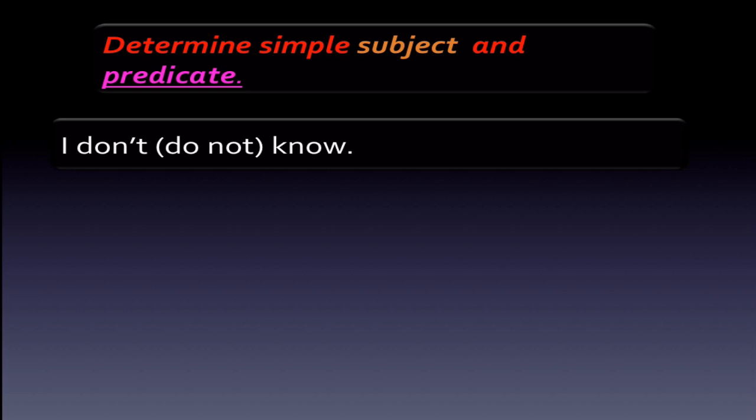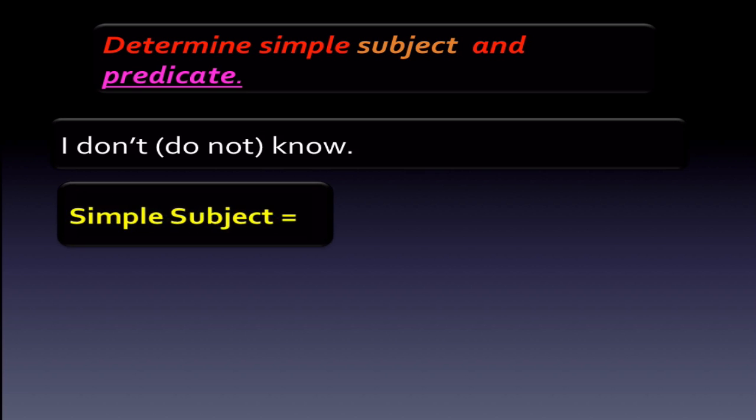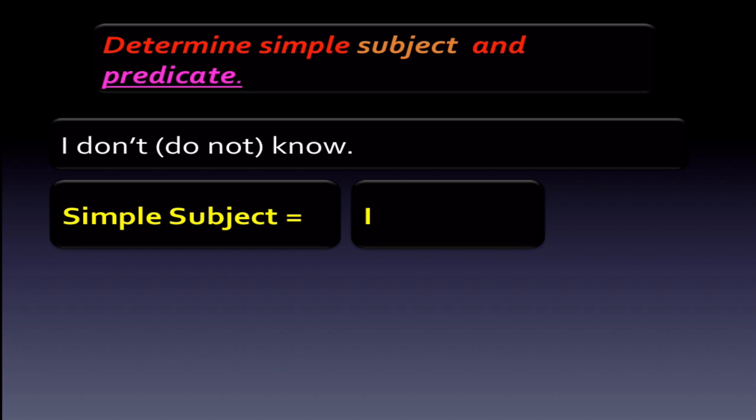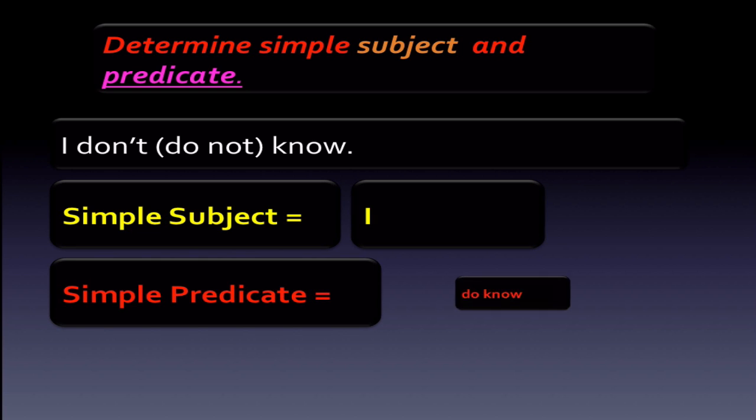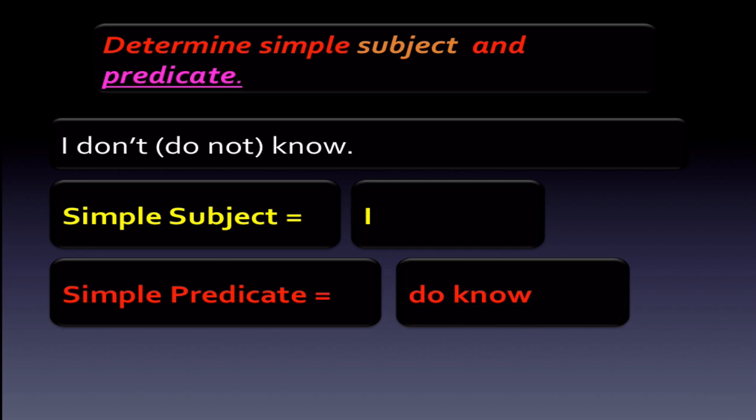I don't know. Actually, it's I do not know. And the way I broke it down, your helping verb doesn't include the negative. So do is one of your helping verbs. Now my simple subject is easy, I. Simple predicate is what? Do know, not do not know. Your helping verb is do, your main verb is know. So combine them together would be do know.